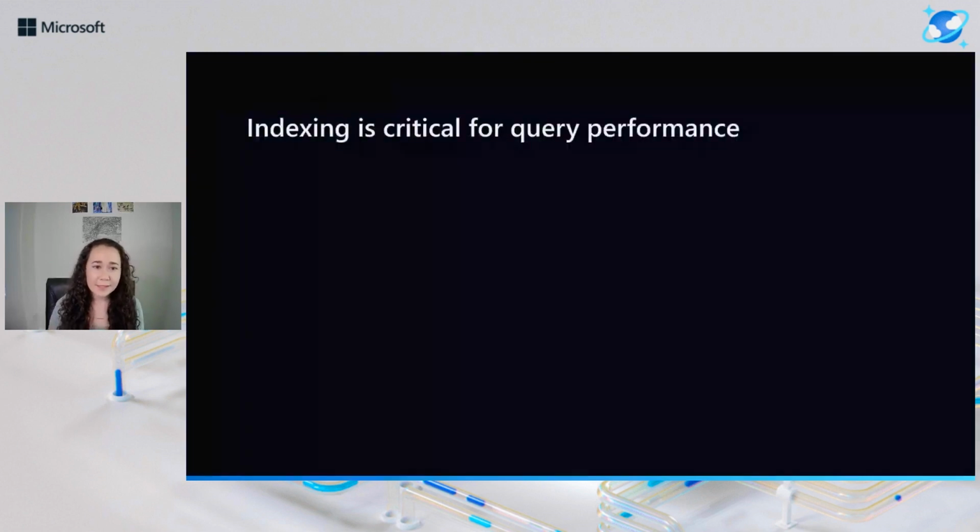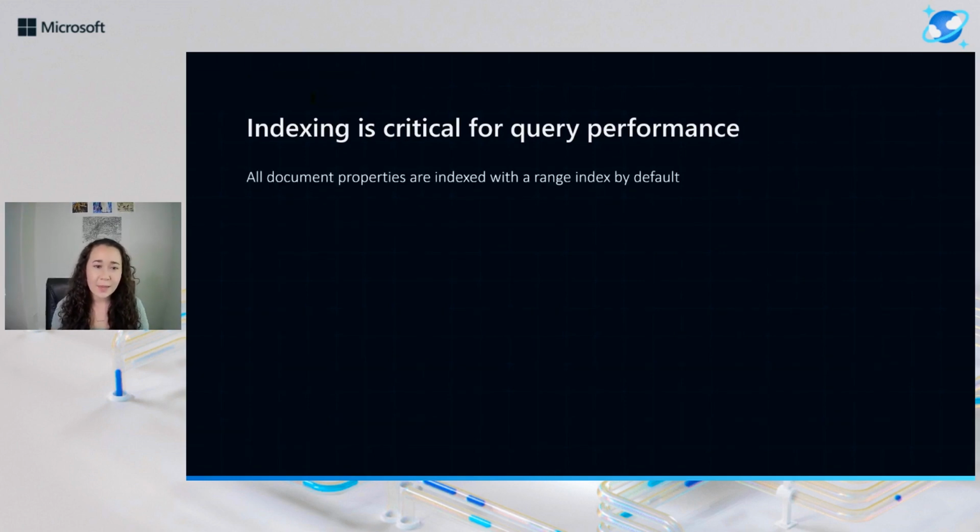When thinking about optimizing a query, you might think, oh, should I rewrite the query or where should I actually start? One really important place to look is your indexing policy. So Azure CosmosDB is a database designed for developers. And because of this, we have provided a default indexing policy that actually works really great for most scenarios. So all document properties are indexed by default with a range index.